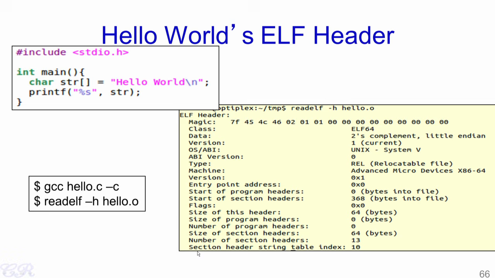So, let us first start with an example. Let us take this particular example of our hello world program written in C, and we compile it with the -c option. When you say gcc hello.c -c, it creates the object file hello.o. So, this is an ELF object. We then use a utility readelf with the option -h on the object file hello.o. The -h option would print the ELF header. So, this is the ELF header.